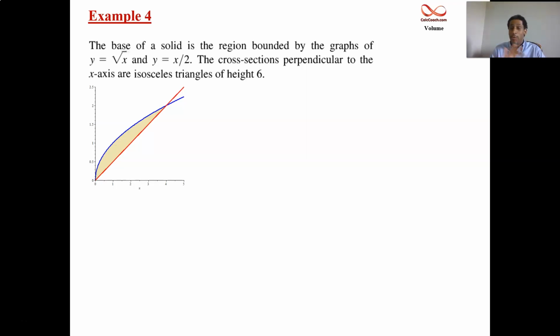Make sure you can, if you mess up the base region, automatically the rest of the problem falls like dominoes. And so you got to make sure you get a good drawing of the region, got to know your curves, and then you got to make sure that you can finish the problem out from there. We're talking about isosceles triangles where the height is always 6 as you go from left to right.